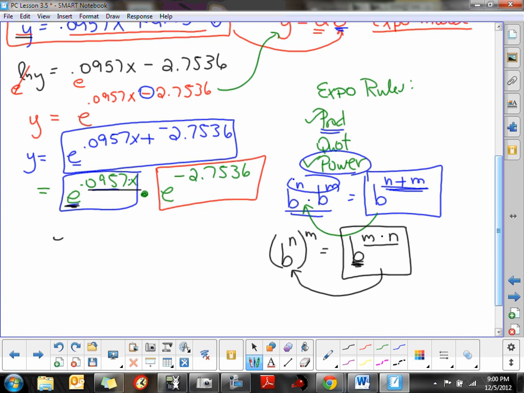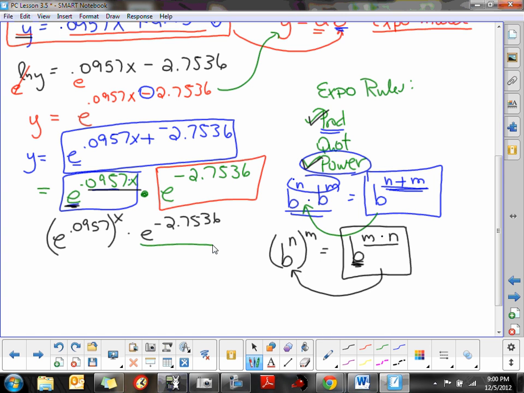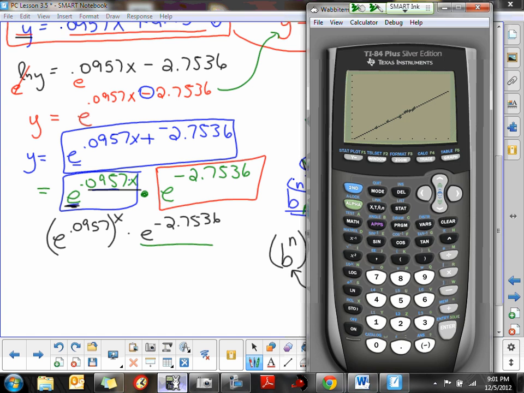We're going to make this e to the 0.0957, and then we're going to raise it to the power of x times e to the negative 2.7536. So I've applied the product rule to that exponent, and I've applied the power rule to that exponent, and now I'm in position to use the calculator to go ahead and get those constants. So the first one I'm going to run is this e to the negative 2.7 blah blah blah. So second quit.